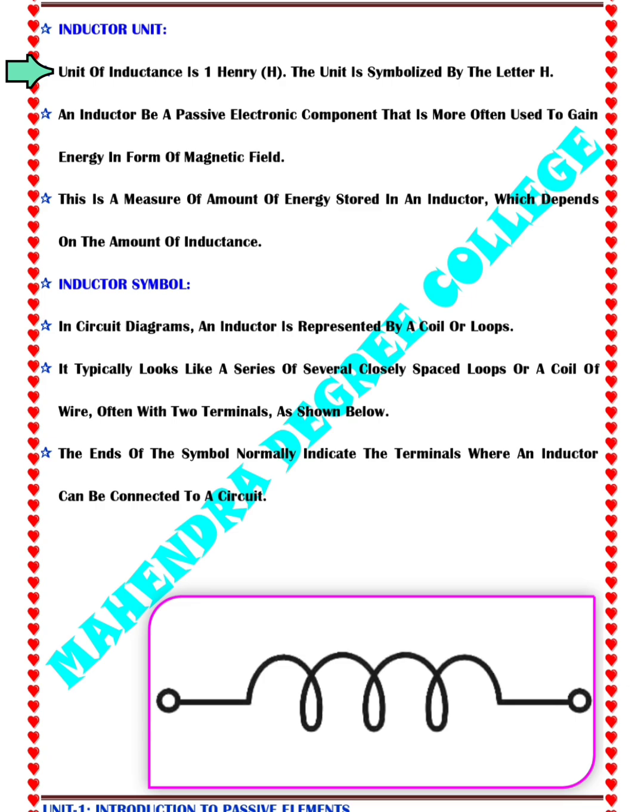The final explanation is the unit of inductance is called the Henry. It is written as H. It tells how much magnetic field is created for a given electric current change.